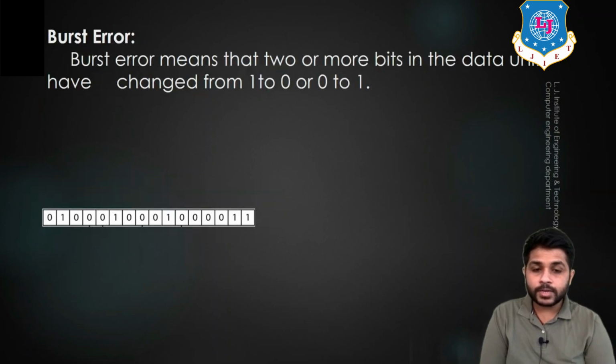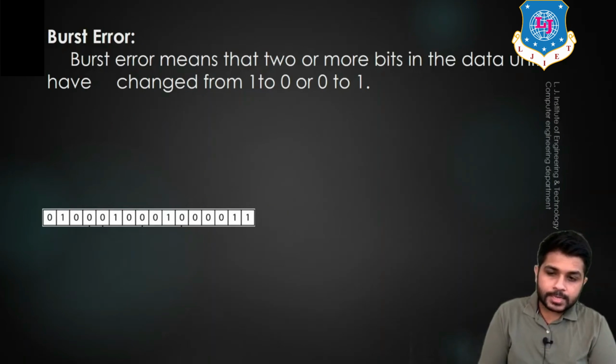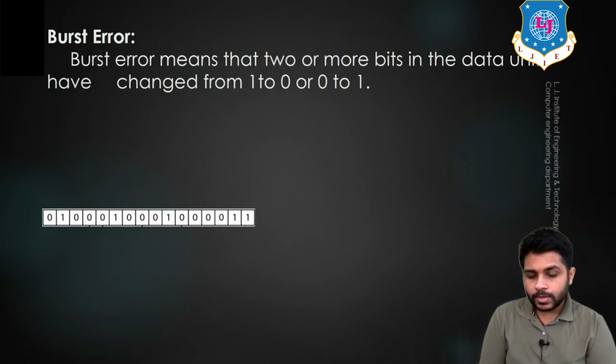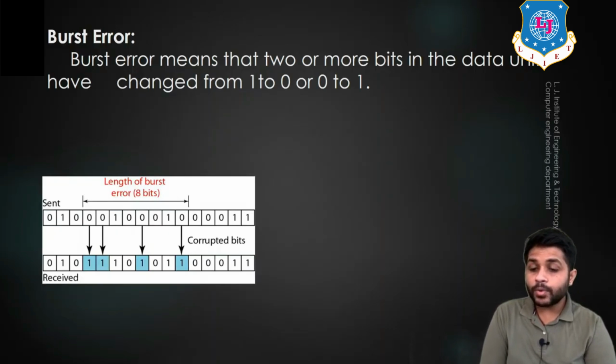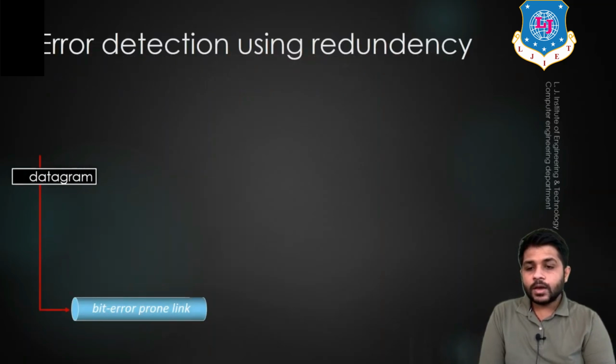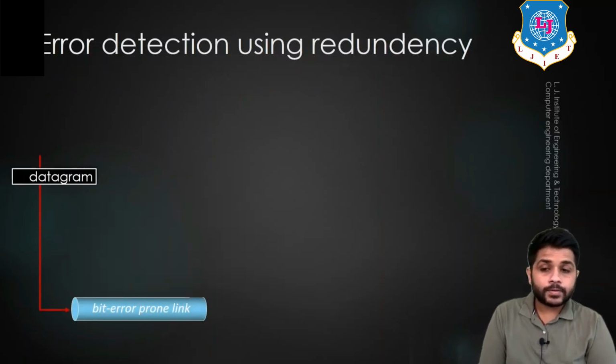Now let's see the burst error. In the burst error, if we are sending any data, at the receiver side more than one bit is changed, right? You can see that the sender is sending this data, and at the receiver side more than one bit is changed, and when more than one bit is changed, it is known as a burst error. You can see that the highlighted bits are changed, right? Now let's see how the receiver can detect the error.